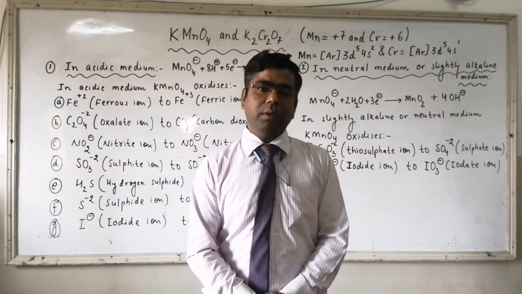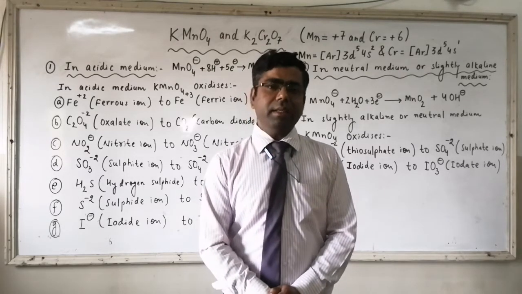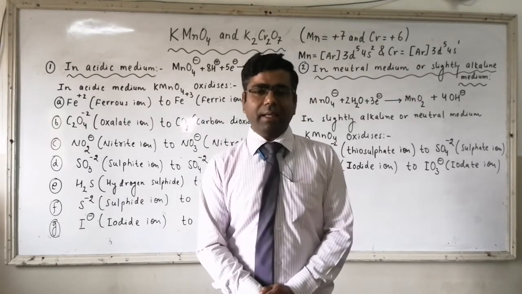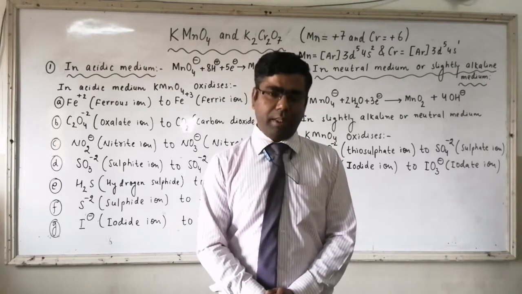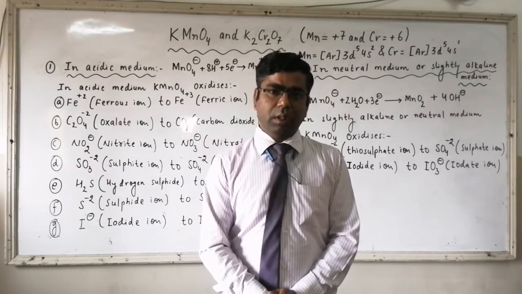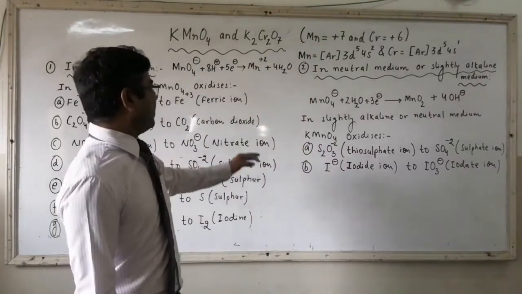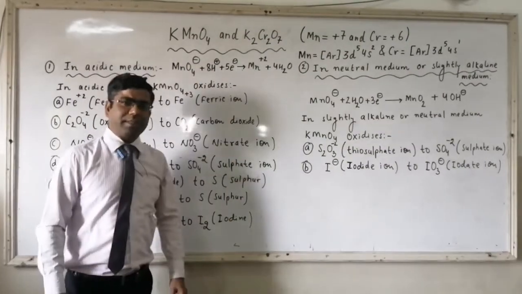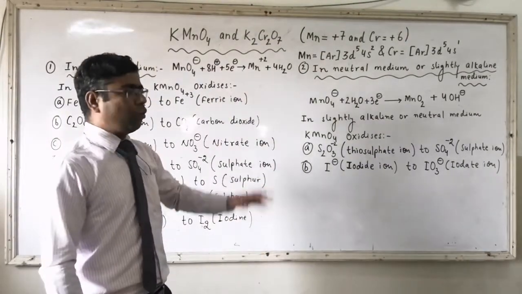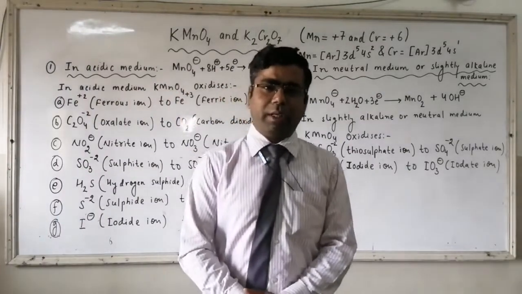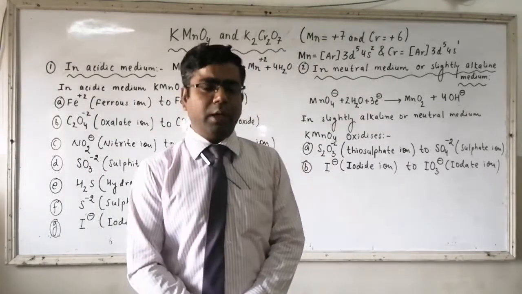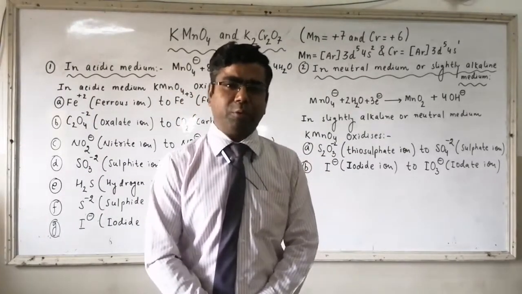First important compound is of manganese and second important compound is of chromium. Compound first of manganese is KMnO4 and compound second of chromium is K2Cr2O7. KMnO4 is called potassium permanganate and K2Cr2O7 is called potassium dichromate.